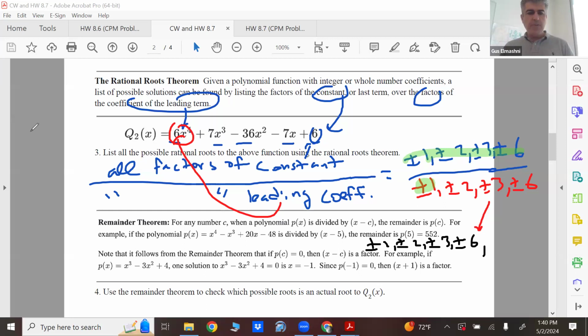Now, what if I divide all these by 2 now? What if I divide all those by 2? I get 1/2. But what's 2 over 2? We already have that. 6 over 2 is 3. We already have that. But 3 over 2 is kind of unique. So I also have plus or minus half and plus or minus 3/2. Okay. Now let's divide all those by 3.